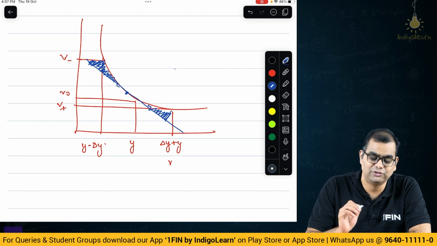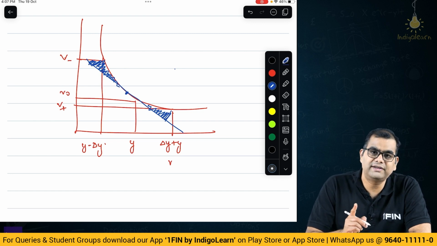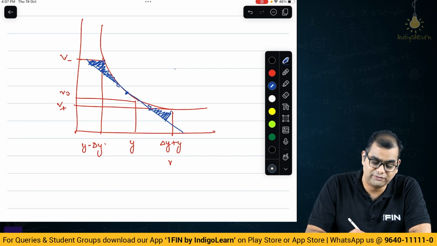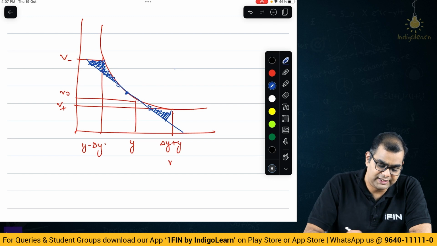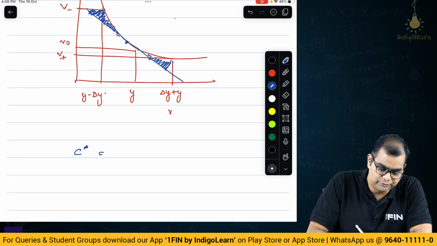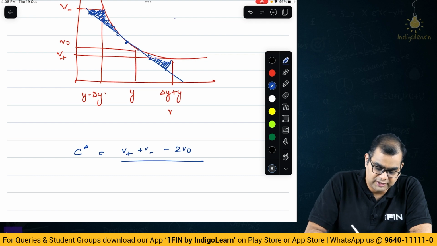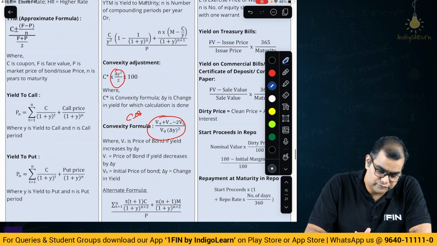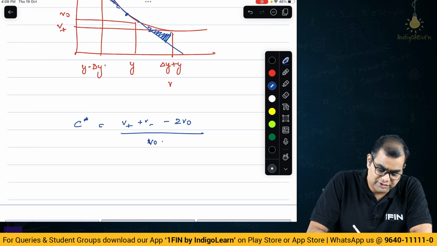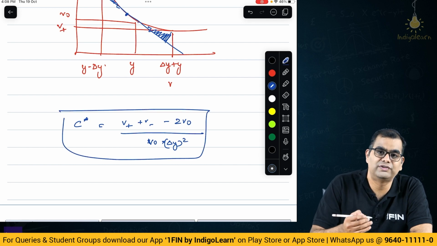You are trying to figure out the value for this particular gap, because the first derivative gives you the value, which is your modified duration, for small changes. To that you have to add the impact of convexity. How do you make the adjustment for convexity? C star is equal to V plus and V minus, both the values, minus 2V0, divided by V0 into delta Y whole square. So, this is the formula which gives you the value of the convexity.